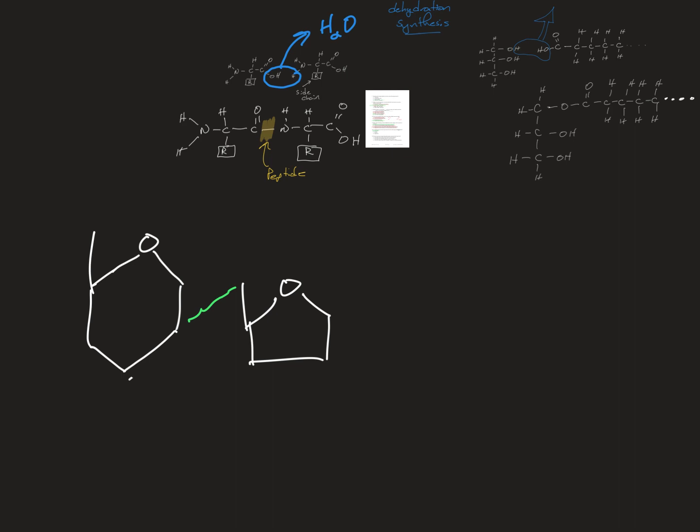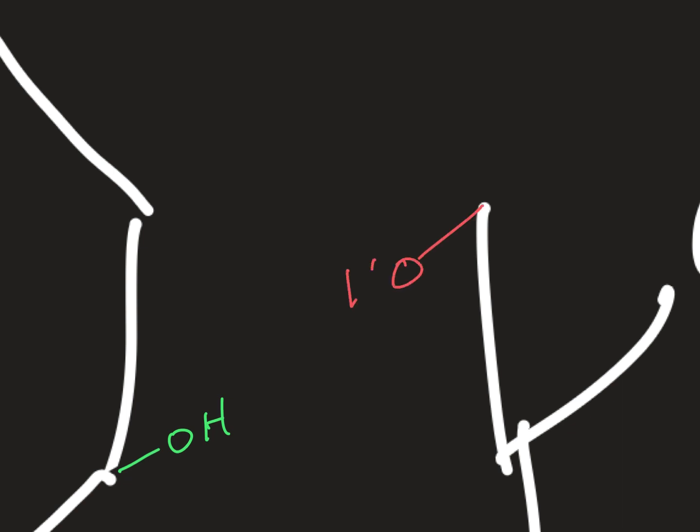I got to remember that when I zoom in, the one sugar has an OH sticking out of it. The other sugar has an OH. Every one of these carbons has a hydroxide on it. How do I bond the two together? I have to get rid of something. I have to get rid of what?